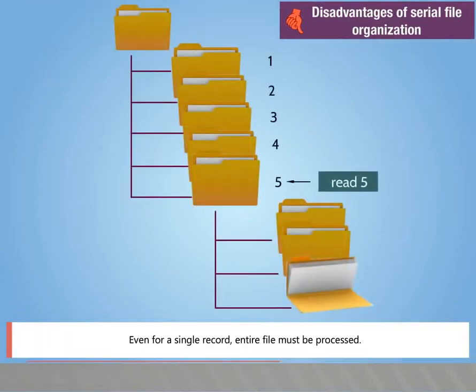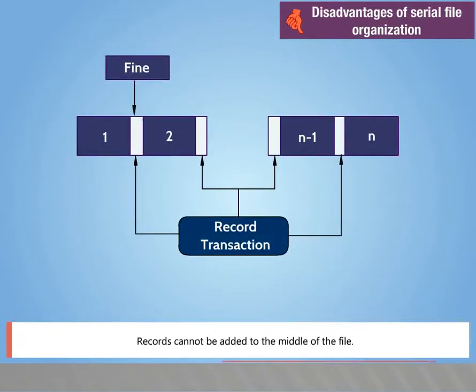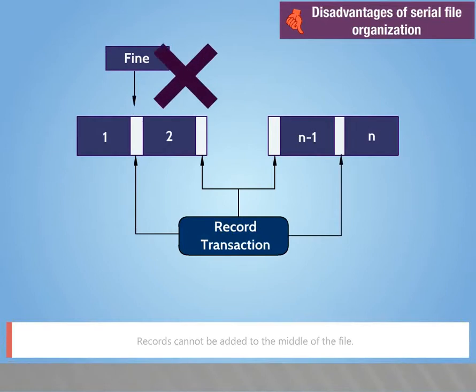Disadvantages of serial file organization. Even for a single record, the entire file must be processed. Records cannot be added to the middle of the file.